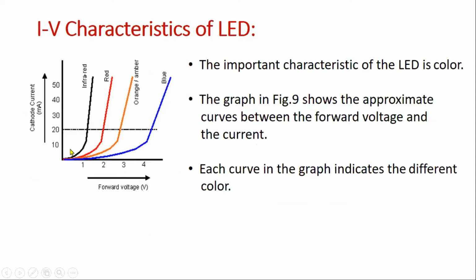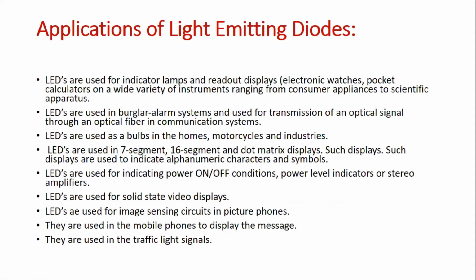Now this is the characteristics of the LED. Important characteristics of the LED, we can see that here. A graph shows the approximate curves between the forward voltage and current, and these are for different colors emitted by the light. Each curve in the graph indicates a different color, you can understand. And then applications, there are wide applications, of course.